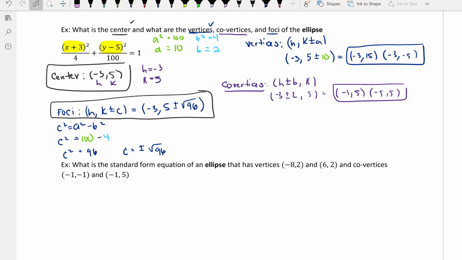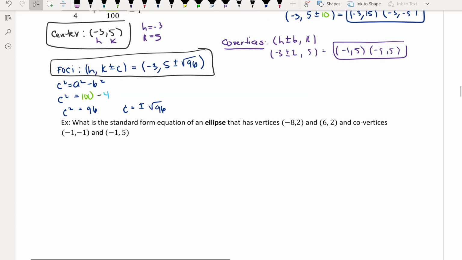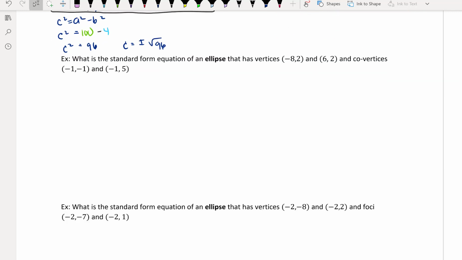So remember, I keep going back to that general equation. That's how I'm getting these formulas, and that's what's really helping me out here. Okay, so the next example. It says, what is the standard form equation of an ellipse that has vertices (-8, 2) and (6, 2) and co-vertices (-1, -1) and (-1, 5)?